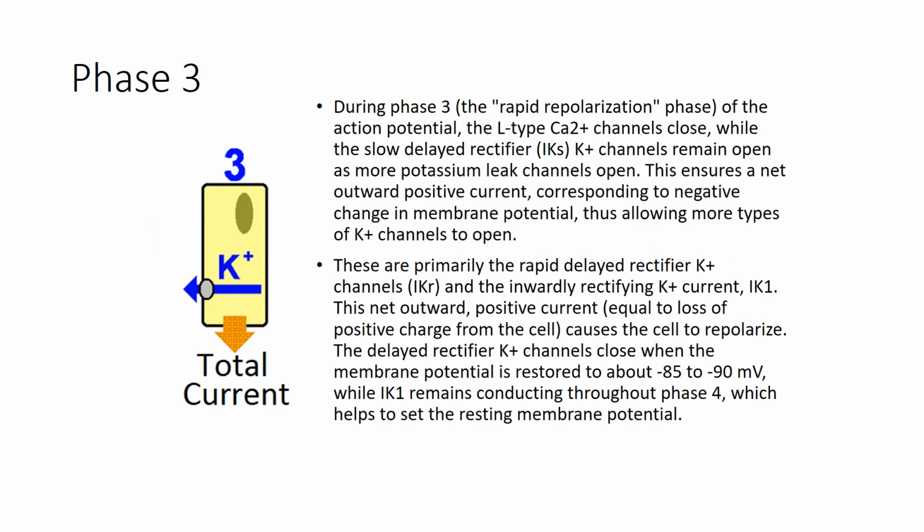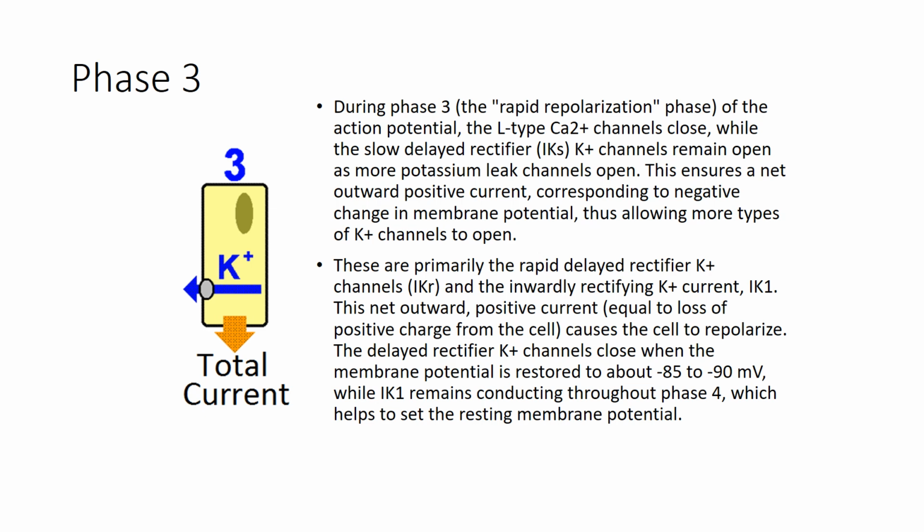During phase 3, the rapid repolarization phase of the action potential, the L-type calcium ion channels close, while the slow delayed rectifier IKs potassium channels remain open as more potassium leak channels open. This ensures a net outward positive current, corresponding to negative change in membrane potential, thus allowing more types of potassium channels to open. These are primarily the rapid delayed rectifier potassium channels, IKr, and the inwardly rectifying potassium current, IK1.